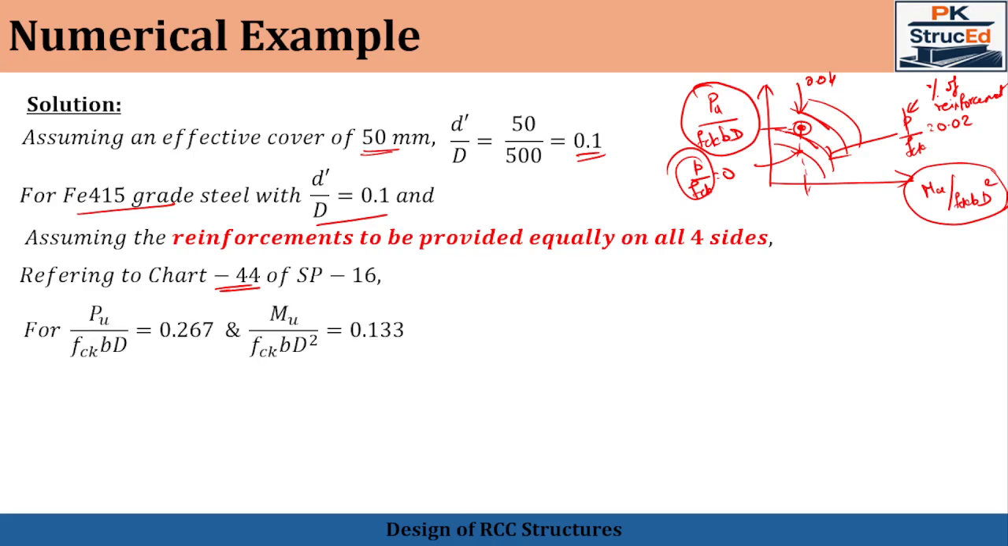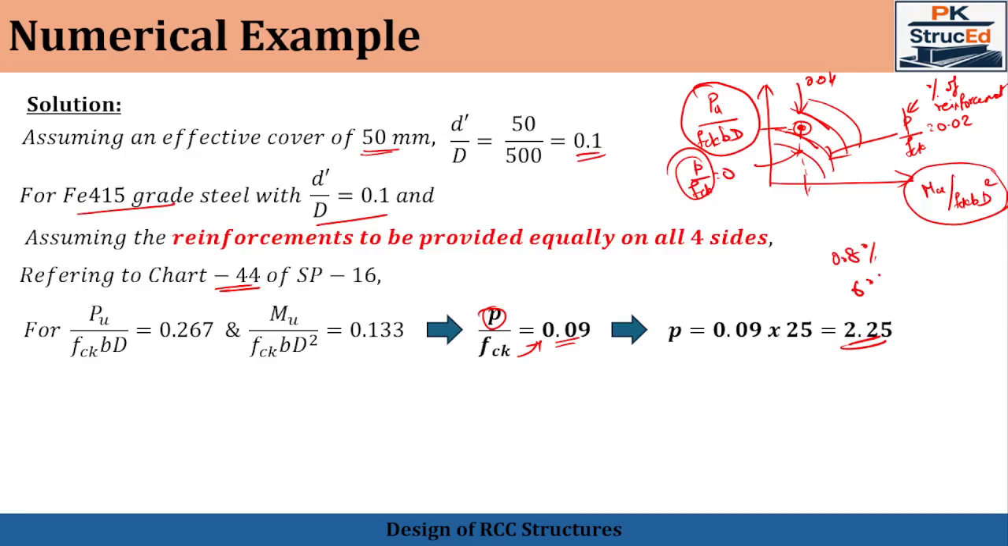Right. So in this case, for Pu by fck bD of 0.267 and Mu by fck bD square of 0.133, we are getting P by fck as 0.09. Now from this, the percentage of the reinforcement can be calculated by multiplying this 0.09 with fck. That is, P is equal to 0.09 into 25, which gives 2.25. This has to satisfy the minimum condition of 0.8% and the maximum of 6%. This is P minimum and this is P maximum for a column. Both are satisfied because 2.25 is between 0.8 and 6.